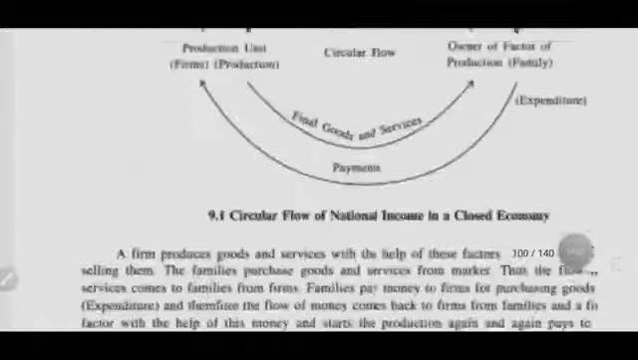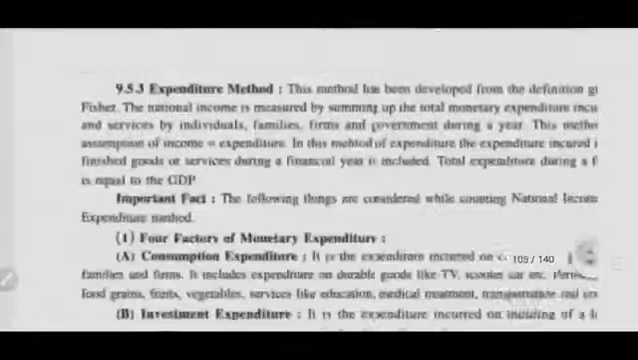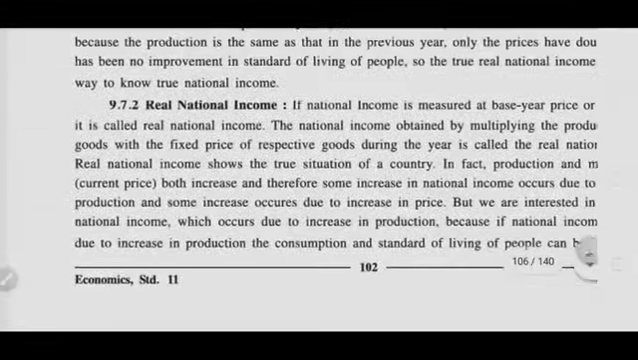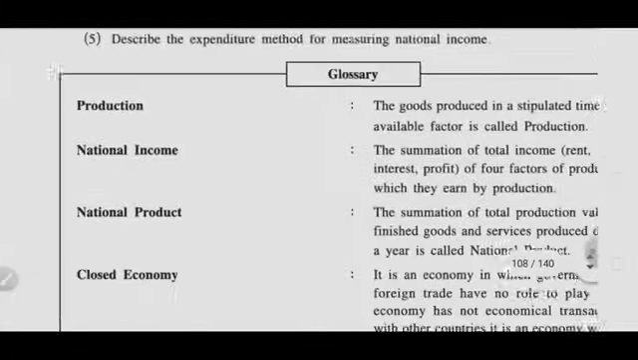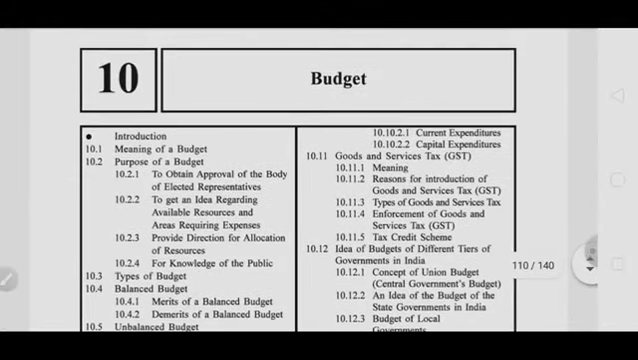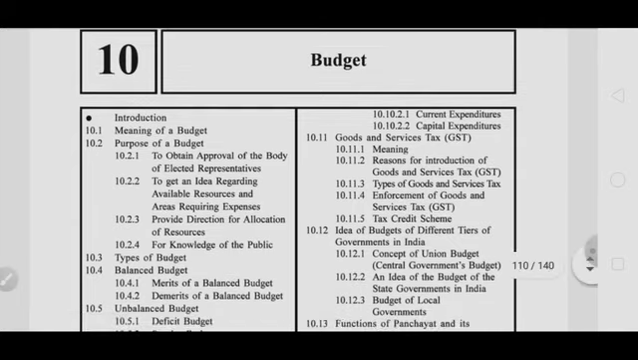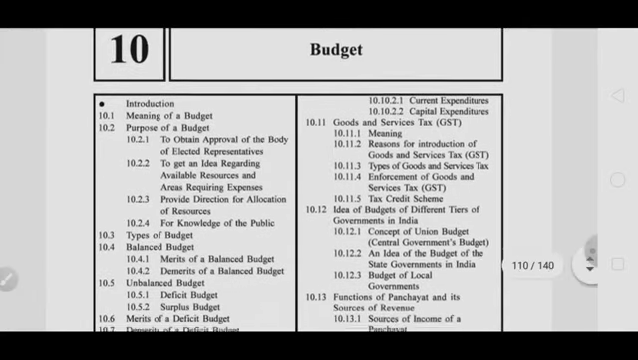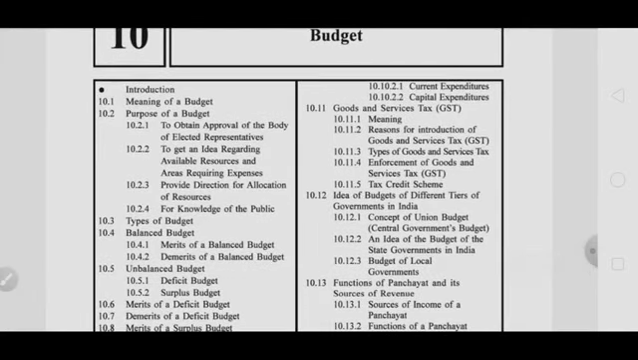Next one is chapter number 10, which is related to the government's budget. In government budget, first of all, what is a budget? So a budget is an expenditure and income statement of the government of India. So in this chapter, first of all we'll learn about the meaning of a budget, then the purpose of a budget, in which there will be four different purposes for preparing and explaining the budget.